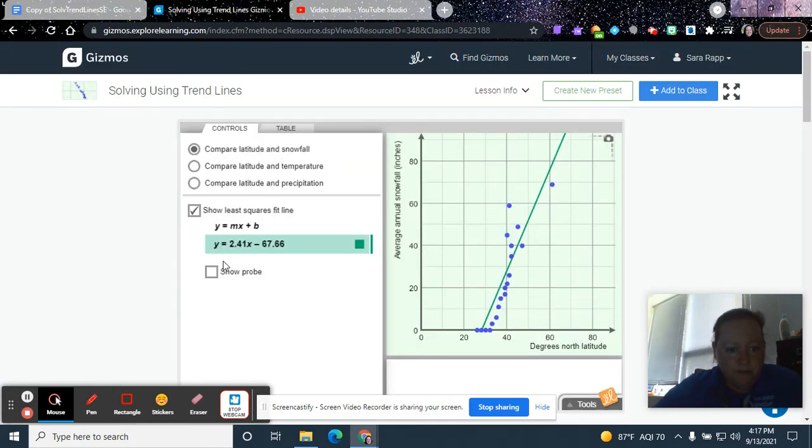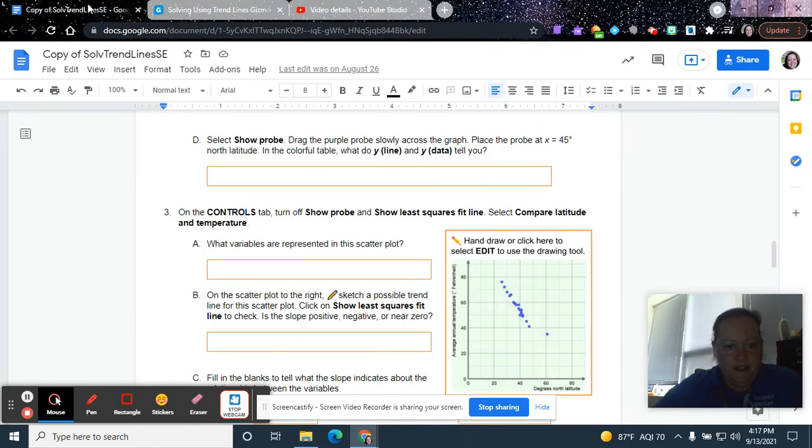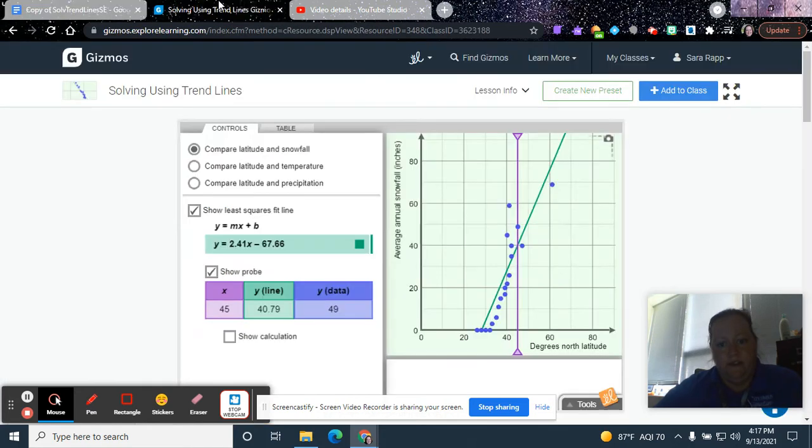Okay, so show probe, and we want to go to 45. You'll see it's moving over here to the left. So I clicked and dragged it over to 45, and now you see the X is at 45. And then it says, in the colorful table, what do the Y line and the Y data tell you? So here, look at where the probe crosses the line versus the data around it. What does that tell you, if the line is at 40.79 and the data is at 49?